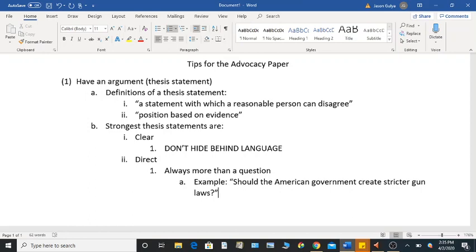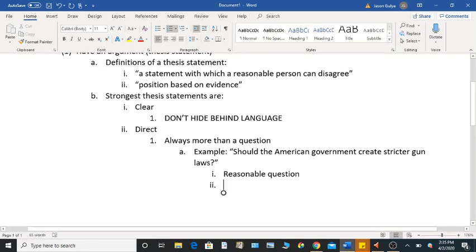So this is a perfectly reasonable question. You can imagine a paper starting off this way. So even though it is a reasonable question, it is not a thesis. Now, what I mean by this is that it's not a position.